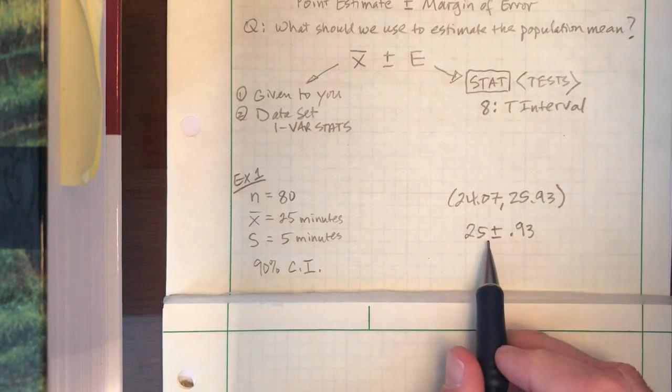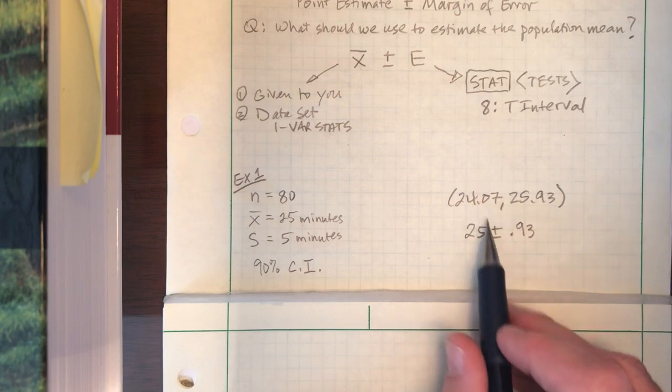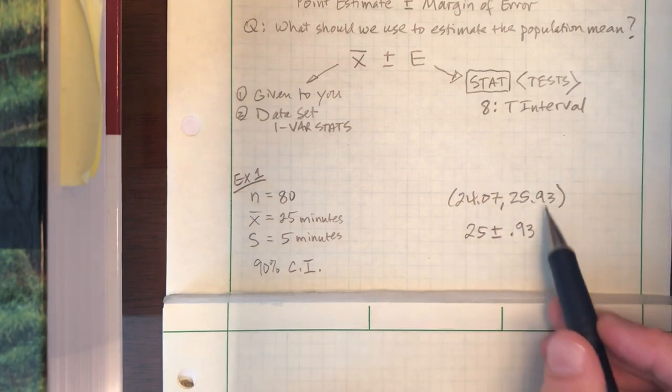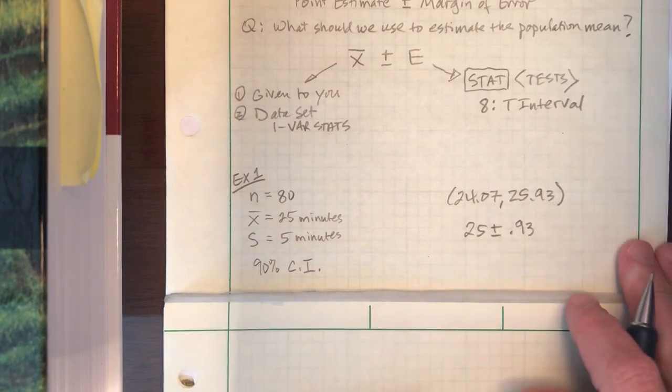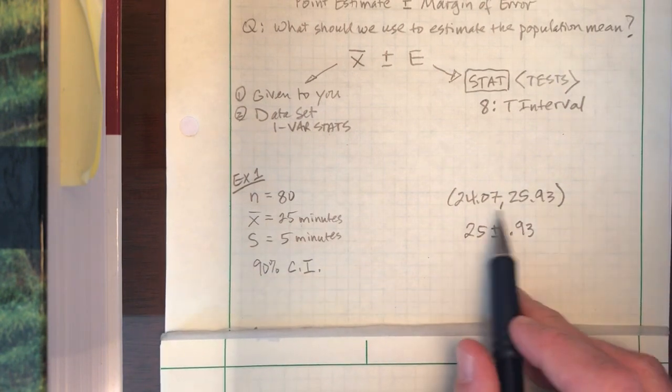You could also check to ask the question, how far is 25 away from 24.07? And it's the same distance. So here's my confidence interval in two different ways. What's just as important is making sure we understand, what does this mean?